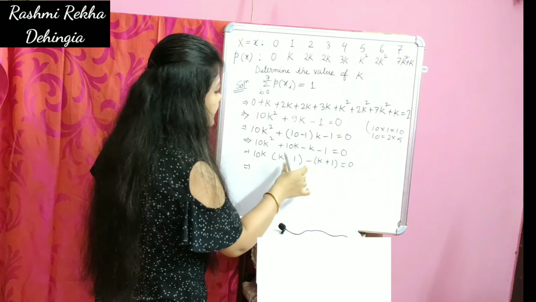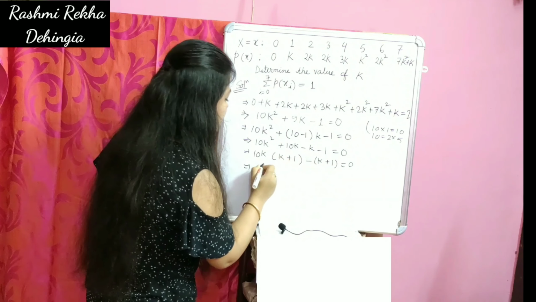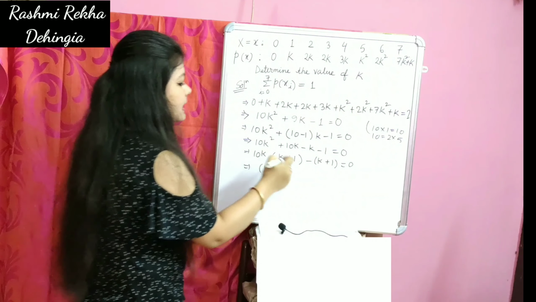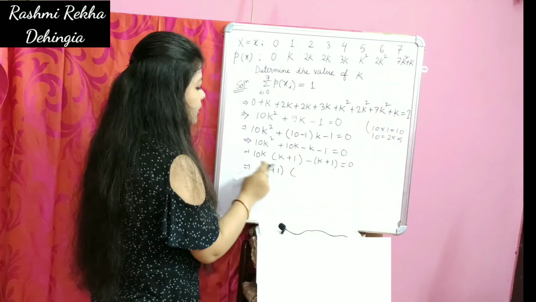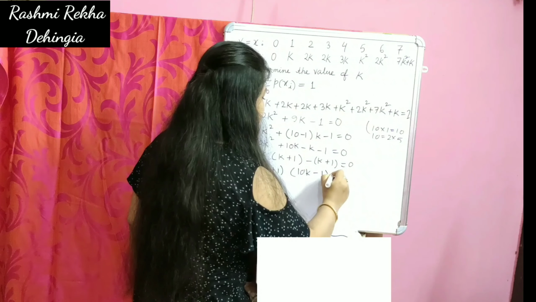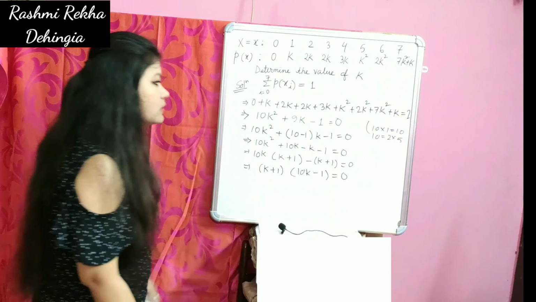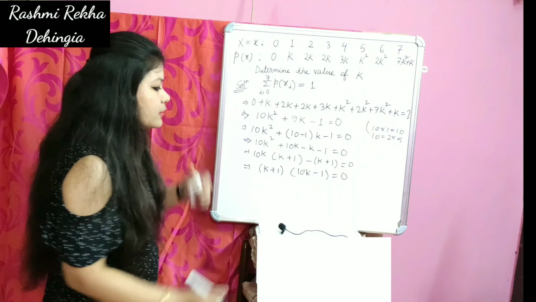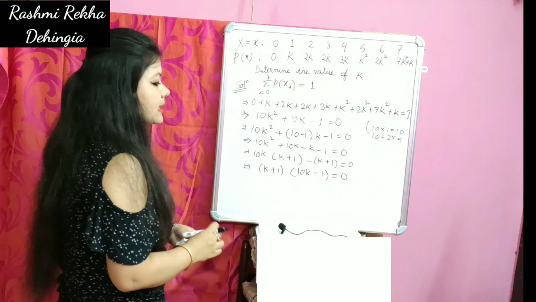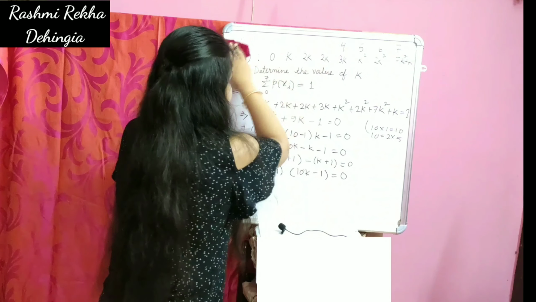Now k plus 1 is common in both the two terms. Therefore, again take k plus 1 common. If you take k plus 1 common, then 10k is in the first term, and in the second term it is equal to minus 1. Here we have got two factors, k plus 1 and 10k minus 1.